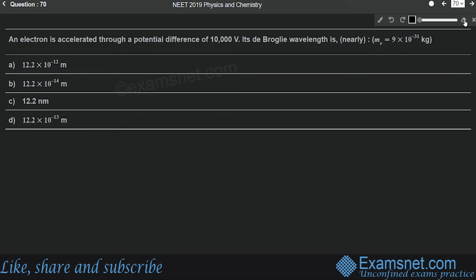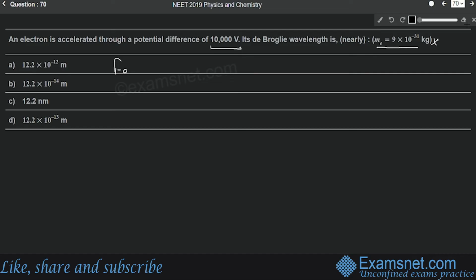Question number 70 is from the chapter Dual Nature of Radiation and Matter, and the question is, an electron is accelerated through a potential difference of 10,000 volt. Its de Broglie wavelength is, okay, mass of the electron is given as 9 into 10 to the power minus 31 kg. Okay, so we don't have to do anything with the mass of the electron because we have a simple formula to find out the de Broglie wavelength.